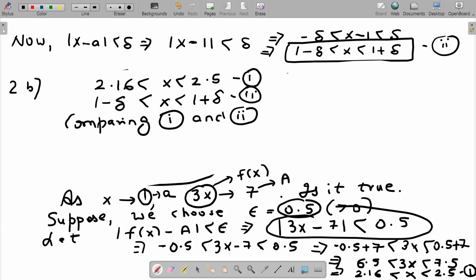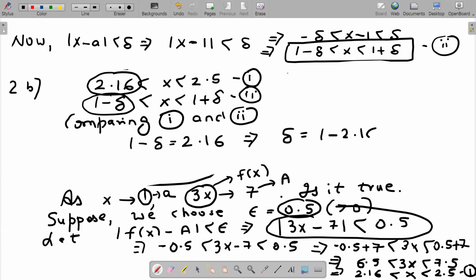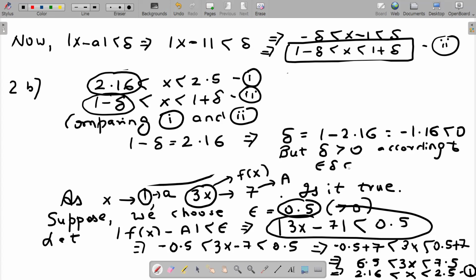Comparing equations 1 and 2, I get 1 minus delta equal to 2.16. So what is delta? 1 minus 2.16, which is going to be how much? It comes out as minus 1.16, which is negative, which is not possible. Delta has to be positive, right? Delta can't be negative. According to the epsilon delta definition, delta should be positive.